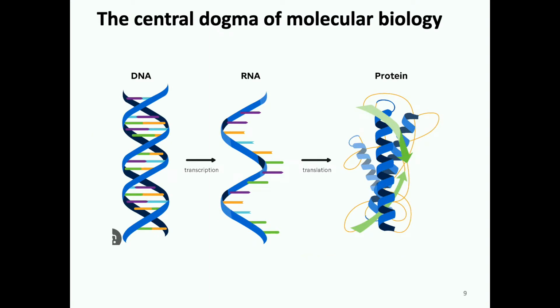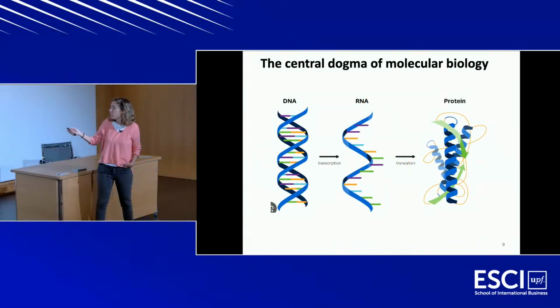And then it's transcribed into RNA, and some of these RNAs are going to be translated into proteins, or some are going to stay as RNA and have functions as RNA. But this is the first thing that happens.